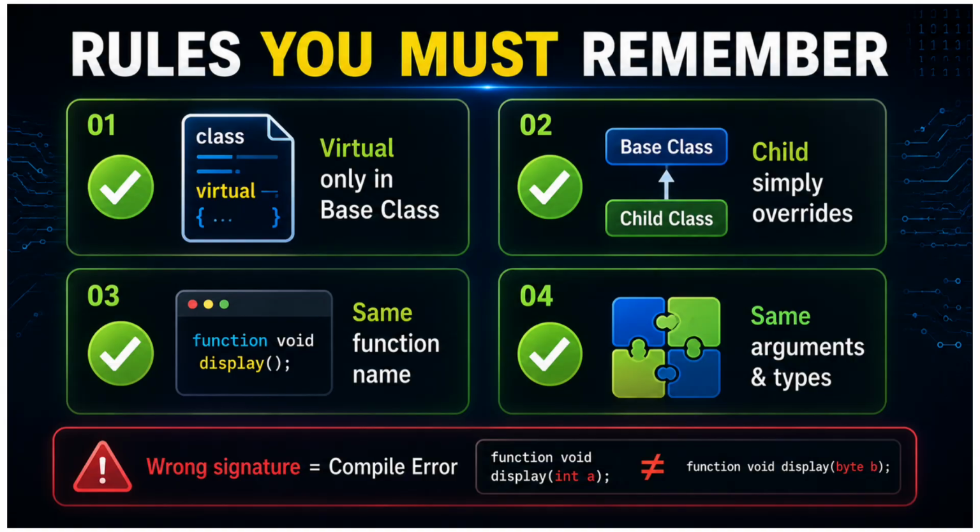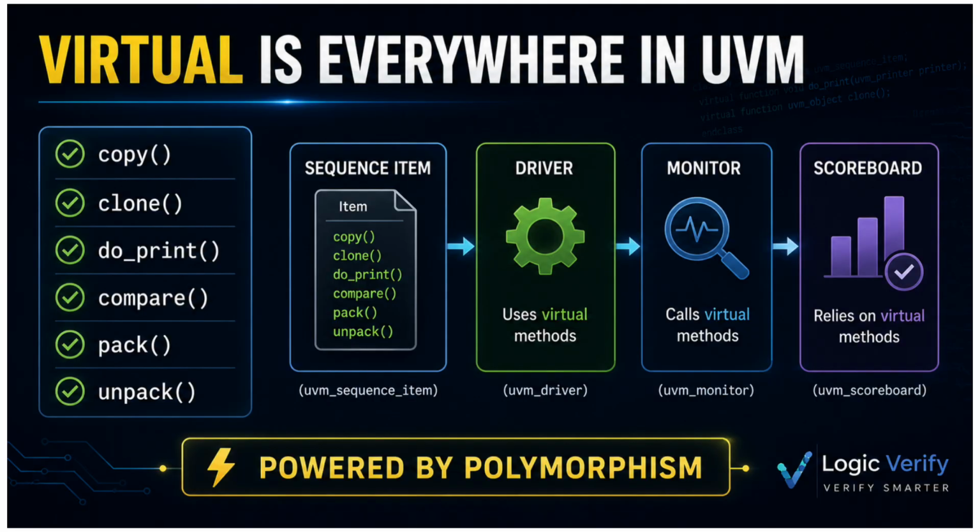Important interview points. Important things you must remember. Virtual methods must be declared in the base class. The child class does not need to write virtual again. The function signature must be exactly the same: same name, same number of arguments, same type. Otherwise it will show a compilation error. Real verification context: in UVM, copy, clone, and do_print all rely on virtual methods. If you forget virtual, your scoreboard, monitor, and transactions may silently behave incorrectly, and debugging that is painful.